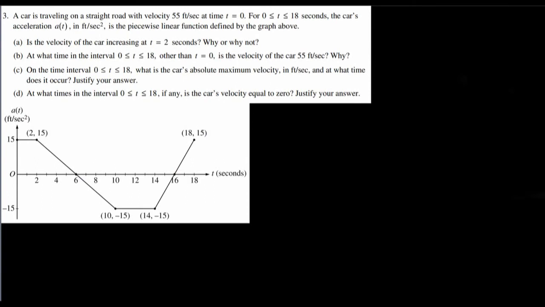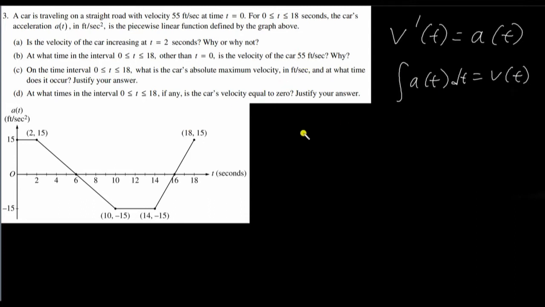Question number 3. We have a car traveling on a straight road with an initial velocity of 55 feet per second. For 0 to 18, the car's acceleration is the piecewise linear function defined by the graph above. Before we even start, let's think about the relationship between the velocity and the acceleration of the car. You should know from particle motion that if you take the derivative of velocity, you're going to get the acceleration. Likewise, if you take the integral of acceleration, you're going to get velocity.